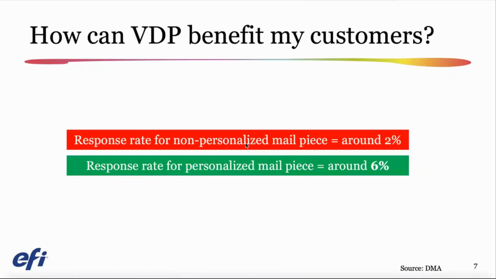VDP helps your customers create more effective campaigns. Personalized, data-driven marketing materials drive higher response rates with more relevant information. In this slide, you can see that the response rate for a static, non-personalized mail piece is around 2%. But when that mail piece is personalized, the response rate increases threefold to 6%. So you can help your customers be 3 times more effective with their marketing campaigns.